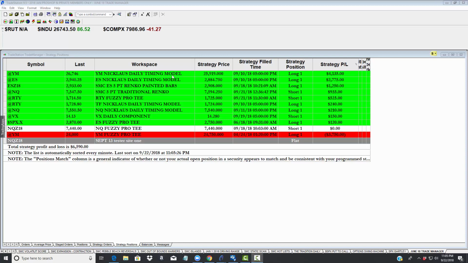But to show you, the Nicholas timing model went long the market on September 10th. One contract, you're up 4,135. The S&P contract went long on September 10th, up one contract, 2,000, well, you can see for yourself, 2,700. The Russell Nicholas, long on the 10th, up 240. The NQ Nicholas, up 210. Now we also, as you can see, run other systems as well. But we start each and every night for our base members here with the Nicholas.